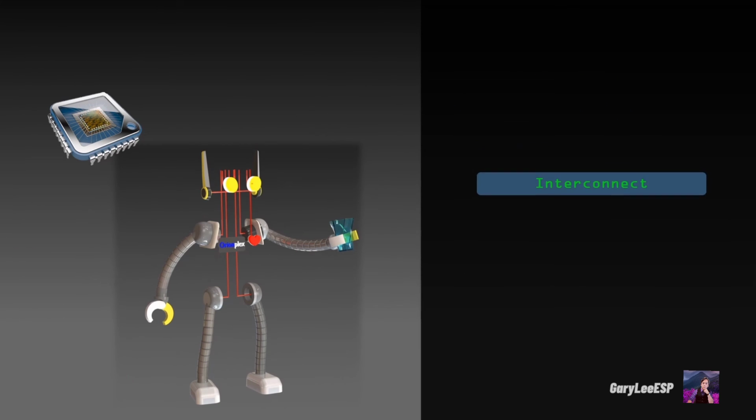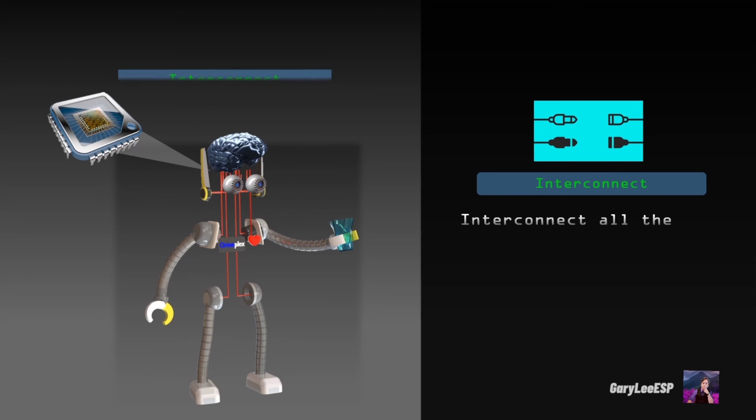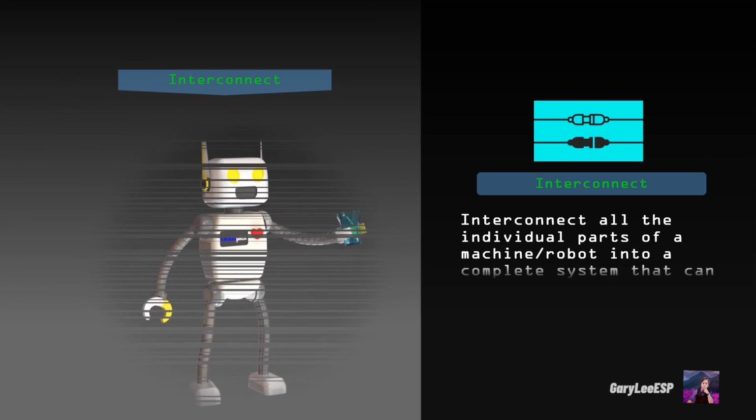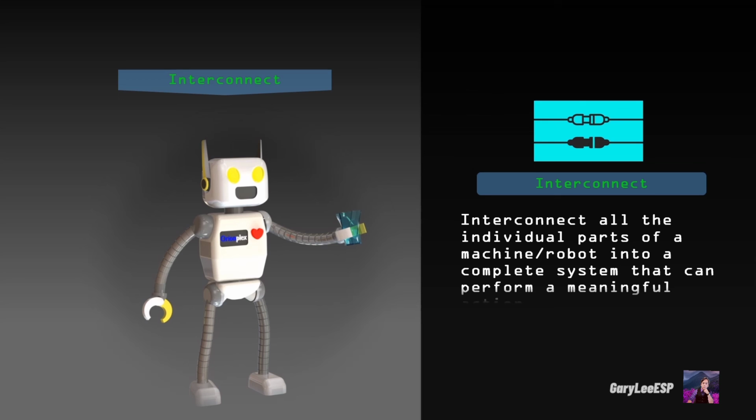The subsequent step is to interconnect the hardware and software. At this stage, we interconnect all the individual parts of a machine or a robot into a complete system that can perform a meaningful action.